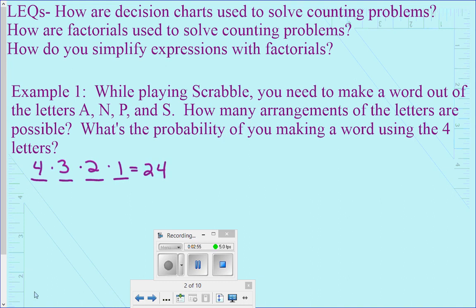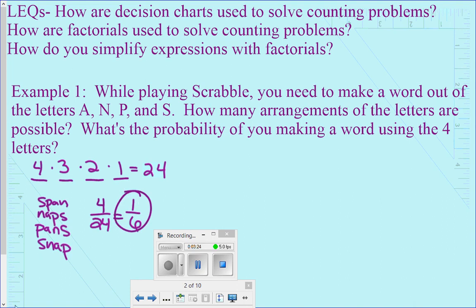Second part asks what's the probability of making a word using the 4 letters. So words, we have to think of all the words we can make with those letters. So span, naps, hands, and snap. I think there are 4 words out of 24 total arrangements, which makes a probability of 1/6. Okay, so you'll see in this second half of the unit, we'll start to combine what we learned about probability in the first half with some new ideas here like decision charts.